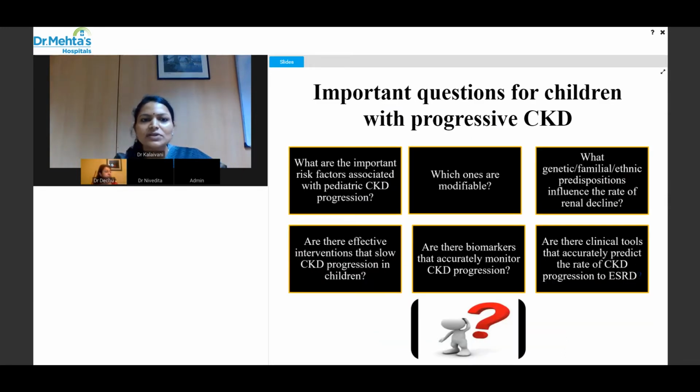So whenever we see a child with chronic kidney disease, we need to have all these questions in our mind. We need to check what the important risk factors associated with pediatric CKD progression are. Are they modifiable? What genetic, familial, and ethnic predisposition influences the rate of renal decline? Are there any effective interventions that can slow down the progression of CKD in children? Are there biomarkers that can accurately monitor CKD progression? Is there any clinical tool that accurately predicts the rate of CKD progression to ESRD?